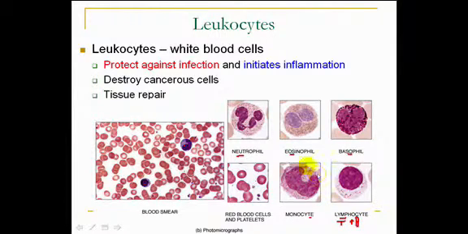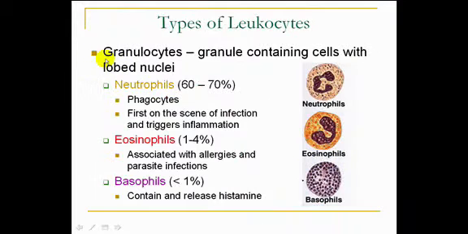So let's look at, in general, what the general function is of these different types of white blood cells. And we're going to be pretty brief on this. So you can divide leukocytes into two categories, granulocytes and agranulocytes.